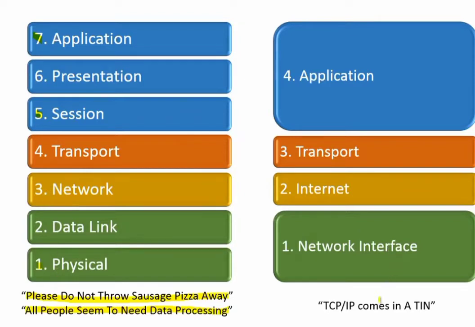Alright, and if you want to remember the TCP/IP model, you could remember this mnemonic, which is TCP/IP comes in a tin. Well, it doesn't mean anything, but you can just remember a tin, that is application, transport, internet and network interface. Like I said, if you have a better way of remembering, please use it. As long as you remember the sequence of these layers, it should be perfectly fine.